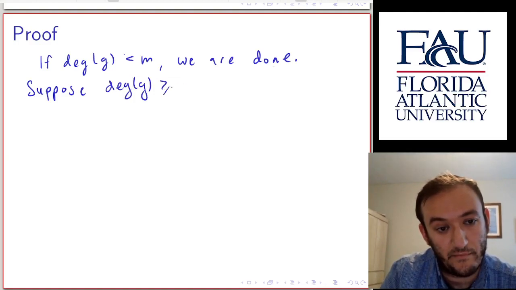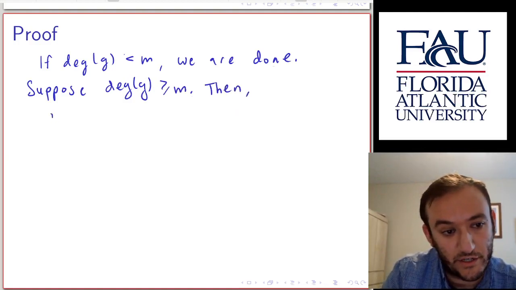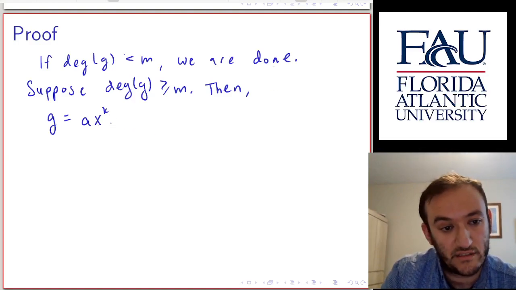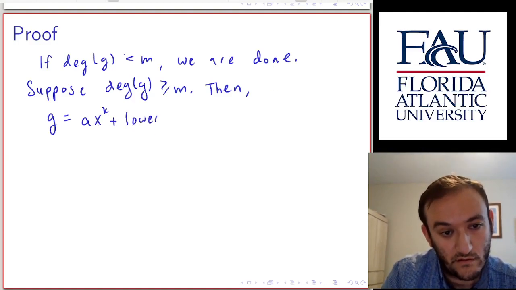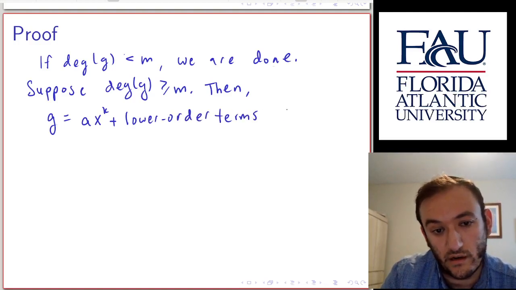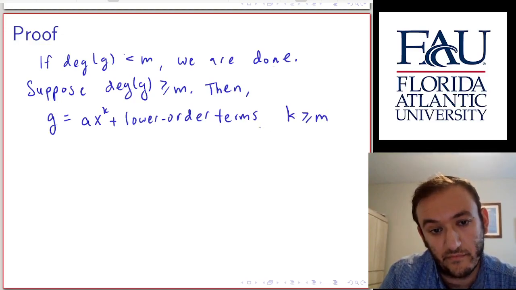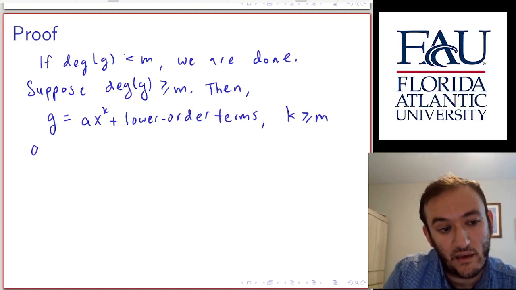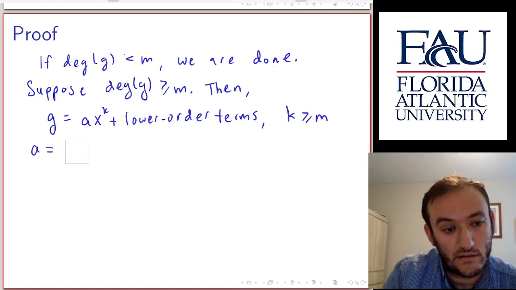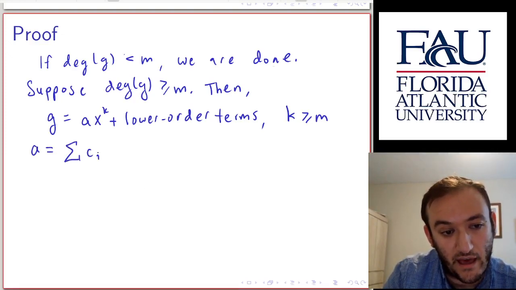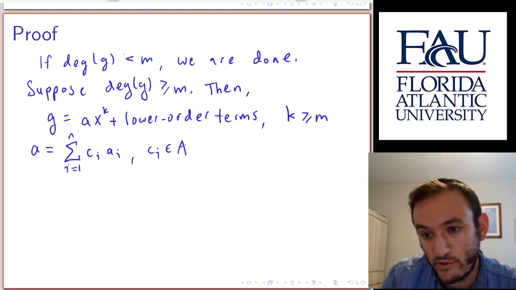Greater than or equal to m. Then we can write g equals a x to the k plus lower order terms, where k is at least m. And we know that a will be equal to a linear combination of the a_i, so we have the sum of c_i a_i, i equals 1 to n, where the c_i are arbitrary elements of A.